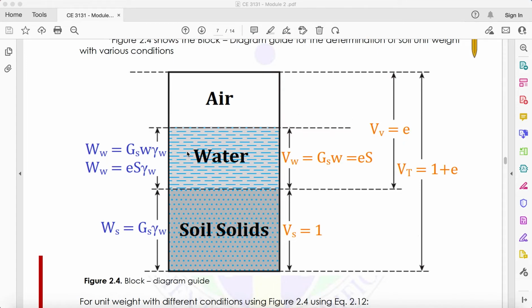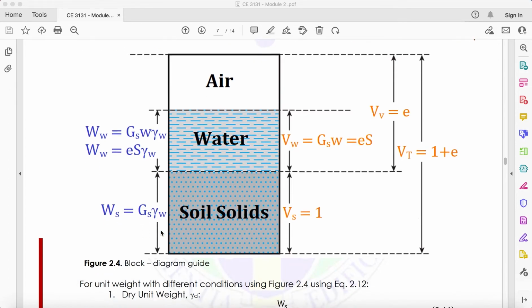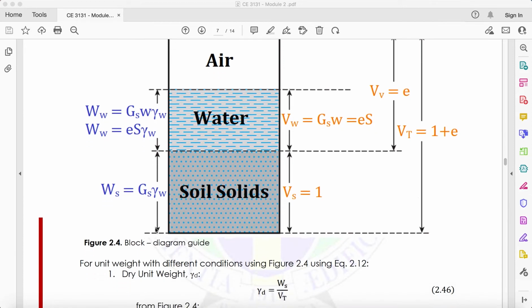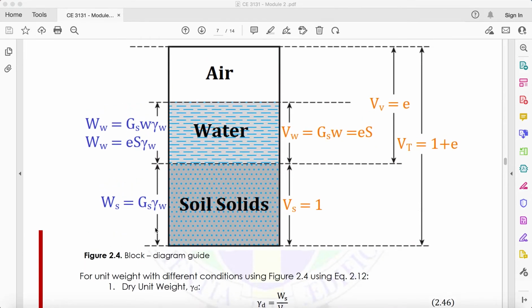Now for our block water, we have here the weight of water is equivalent to the specific gravity times the moisture content times the unit weight of water, where it is also equivalent to the void ratio times the degree of saturation times the unit weight of water. Now for the weight of soil, it is the specific gravity of soil times the unit weight of water. Okay, so what is the relation? That is the relationship. So how are we going to derive our working equation?